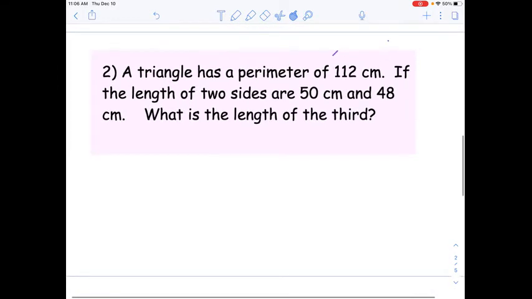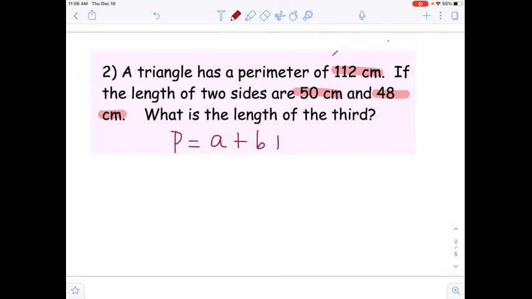This one says a triangle has a perimeter of 112 centimeters. If the length of two sides are 50 centimeters and 48 centimeters, what is the length of the third? So we know the total is 112, one side's 50, and one side is 48. So I know, first of all, my formula for perimeter for a triangle is A plus B plus C. All of those side lengths added together.